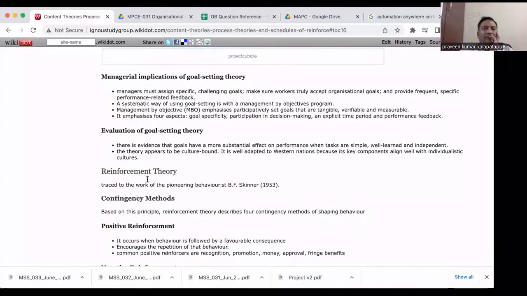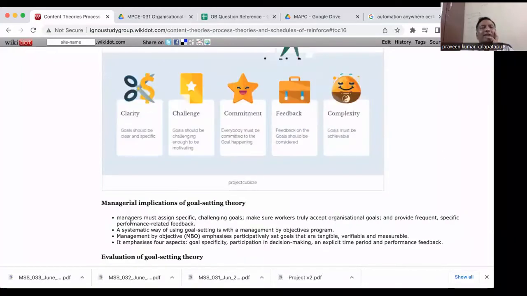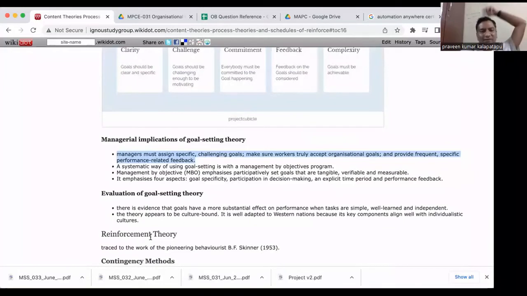Okay. Managerial implications of goal setting theory. Basically, it talks about how important it is for a manager to pay attention to goals, performance evaluation, etc. Those are the implications as far as the manager is concerned. Evaluation of the theory: it does have a significant impact on performance, and basically it all depends on the task simplicity as well.